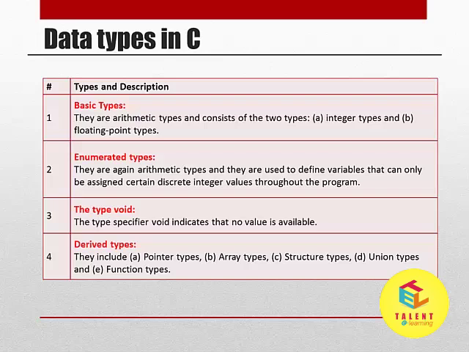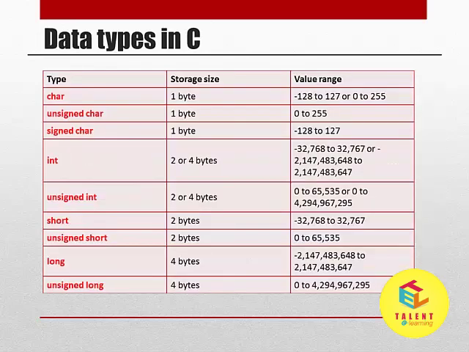Fourth is derived types. They include pointer types, array types, structure types, union types, and function types. Let's go to some basic types.